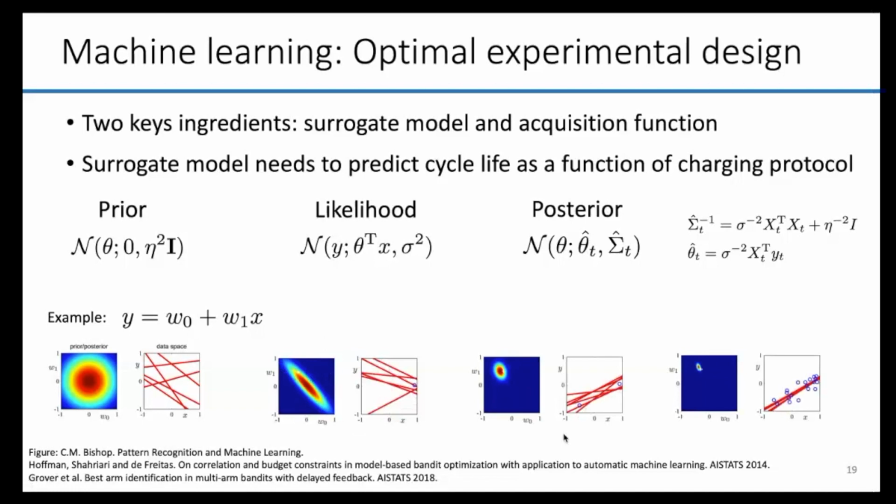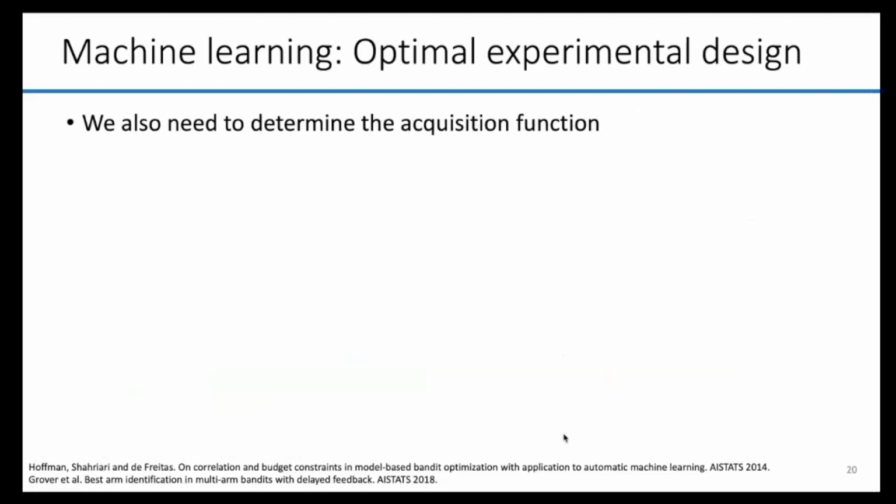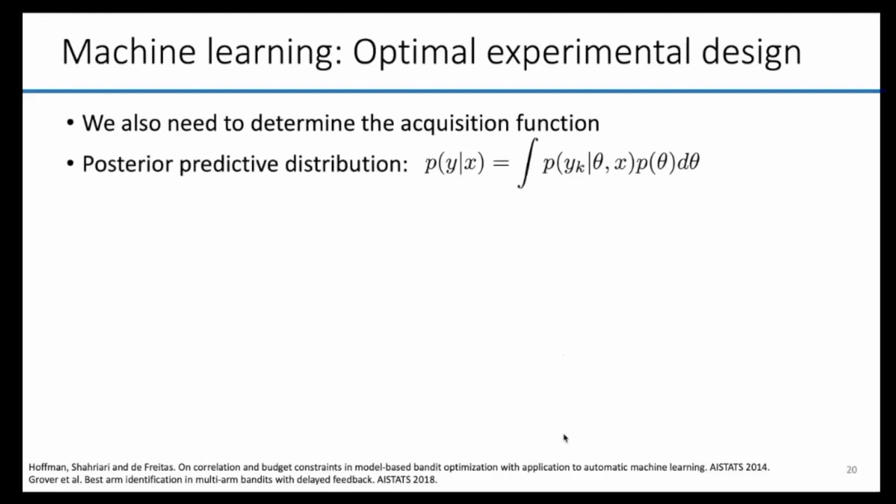Now I said we needed the 2 ingredients. The second ingredient is the acquisition function. And what the acquisition function is doing is telling us what's the utility of another experiment. And the way we're going to judge the acquisition function is by looking at the posterior predictive distribution, which says what's the probability in our case of the cycle life given certain experimental conditions marginalized over our uncertainty in the parameters. And that's this equation here. And so the particular functional form that was applied is the upper confidence bound.